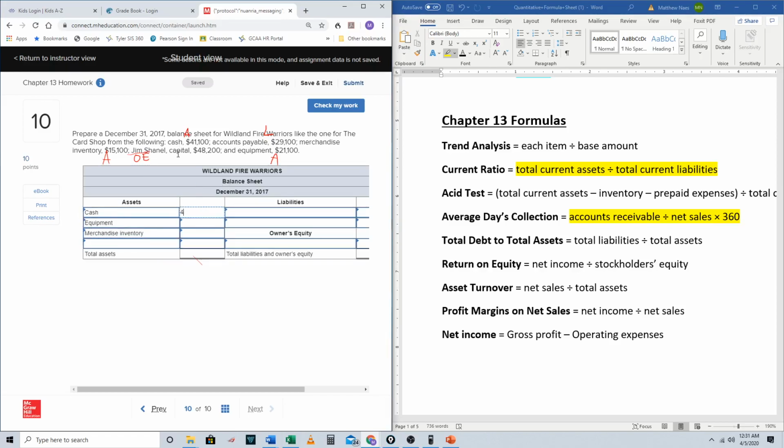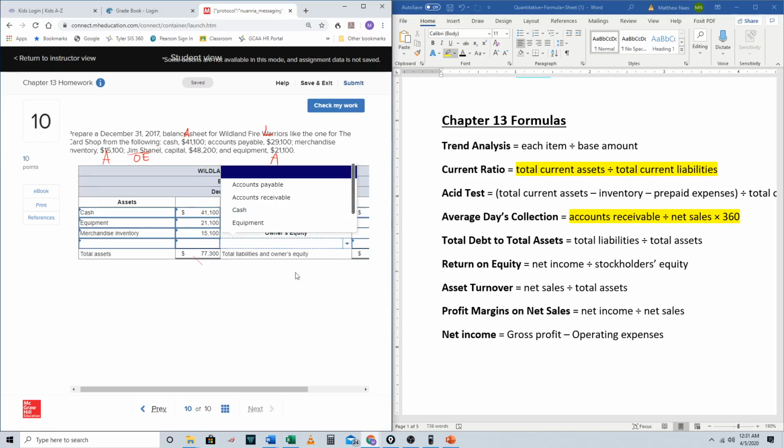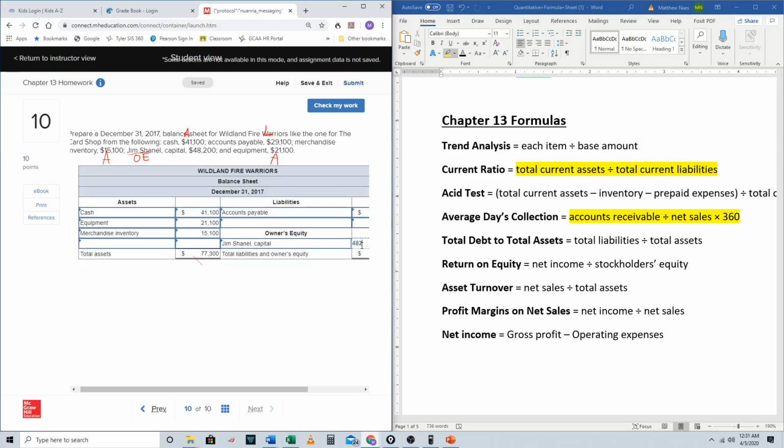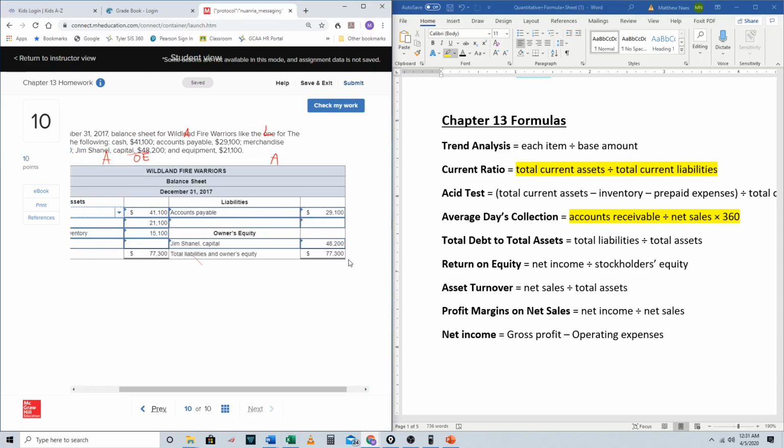So cash is 41100. Equipment is 21100. Merchandise inventory 15100. Nice thing is it adds it up for you. The liability was the accounts payable, which accounts for 29100. All right, and then the owner's equity, which is the guy's name, Jim L., 48200. Now the big thing is these two need to add up to the same amount, and they do.